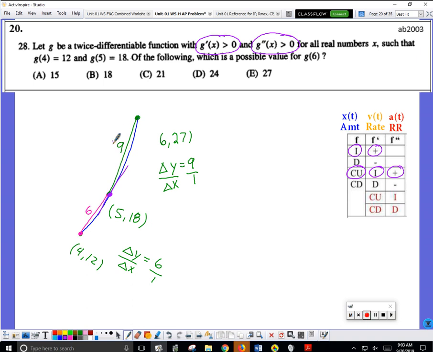Go ahead, Ada, please. So it's concave up if that graph is concave up on the left, and concave up is that way, the graph still has to be increasing.